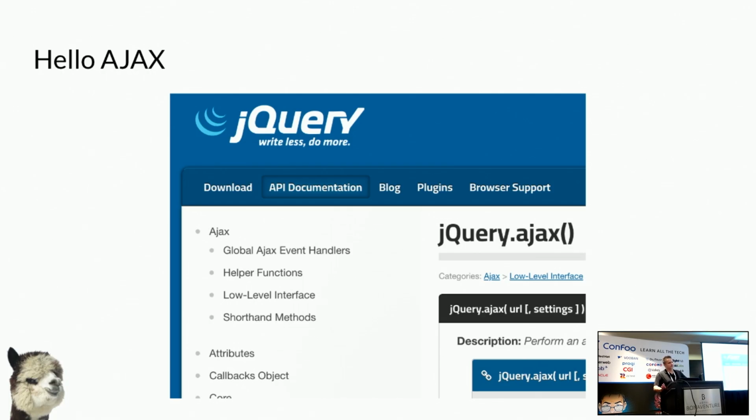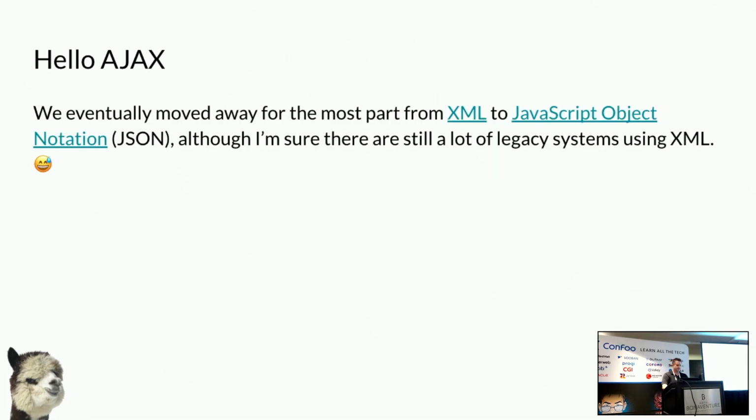Around the same time of the Ajax era, something called jQuery came out, which people who have been doing web dev for a while are probably familiar with. It's still pretty prevalent. If you're doing anything with WordPress, there's probably jQuery everywhere still. But they had some nice syntactic sugar on Ajax in terms of just making it cross-browser, just like they did with a lot of their APIs. So we've eventually moved away, for the most part, from XML to JavaScript Object Notation, also known as JSON or JSON, however you want to call it, whether it's a person or an object. But yeah, I'm sure there's still a lot of legacy systems using XML.